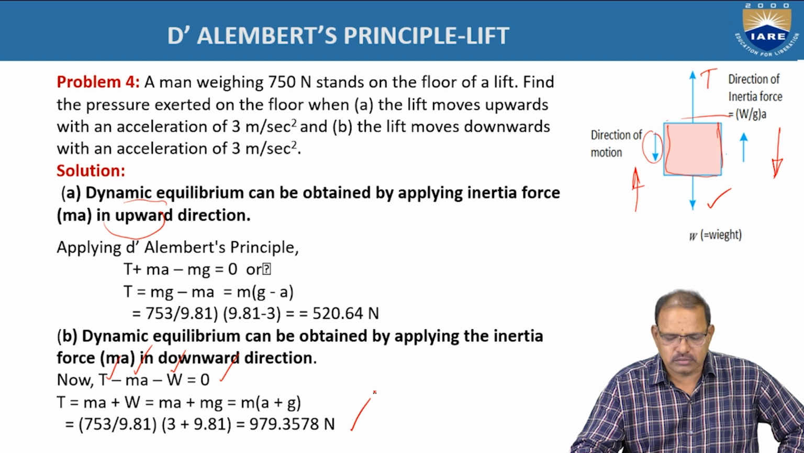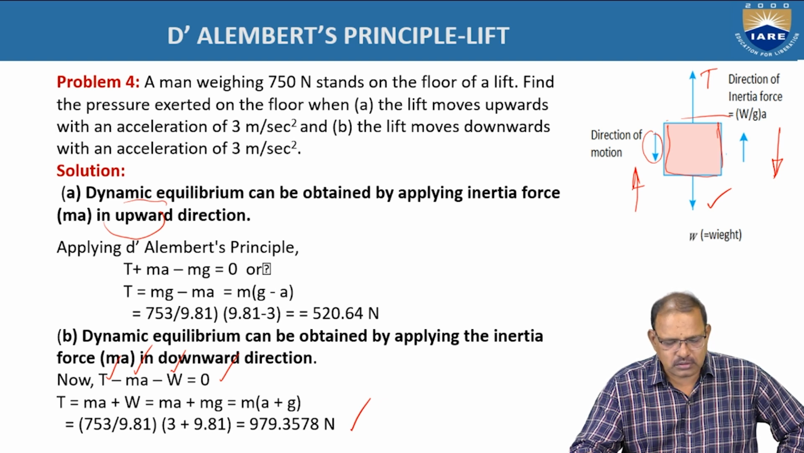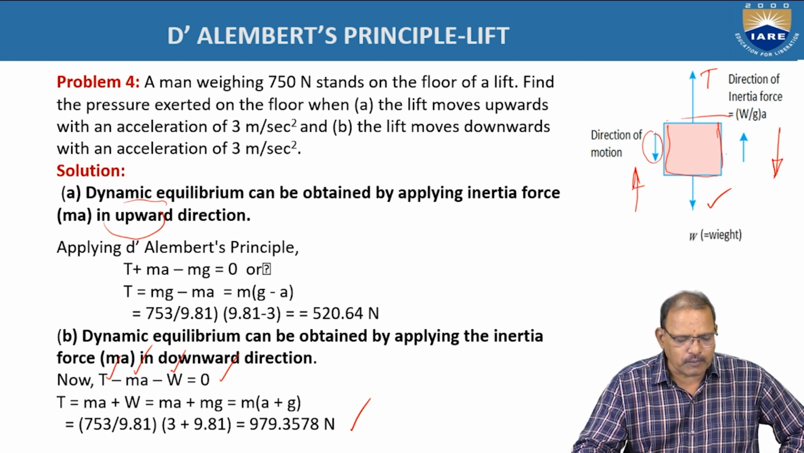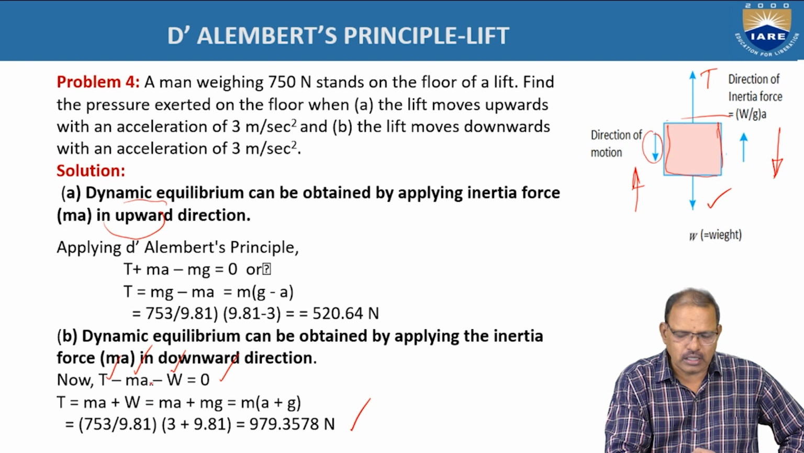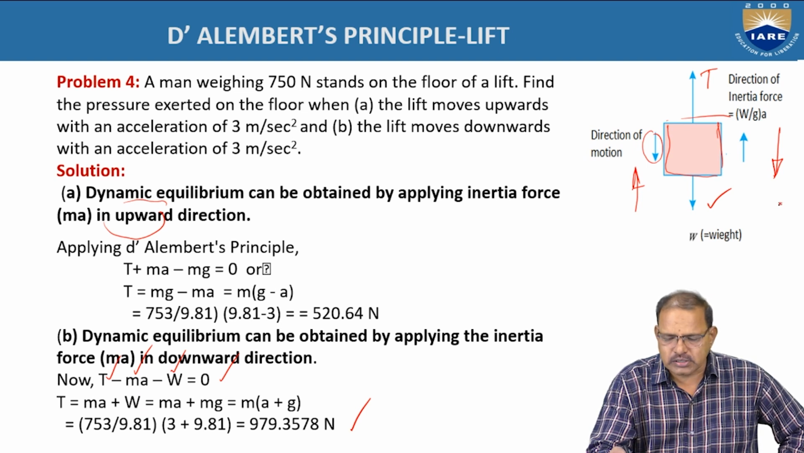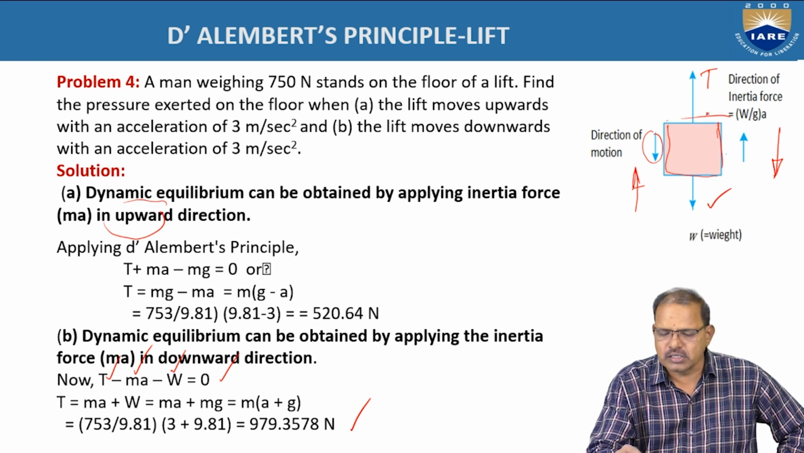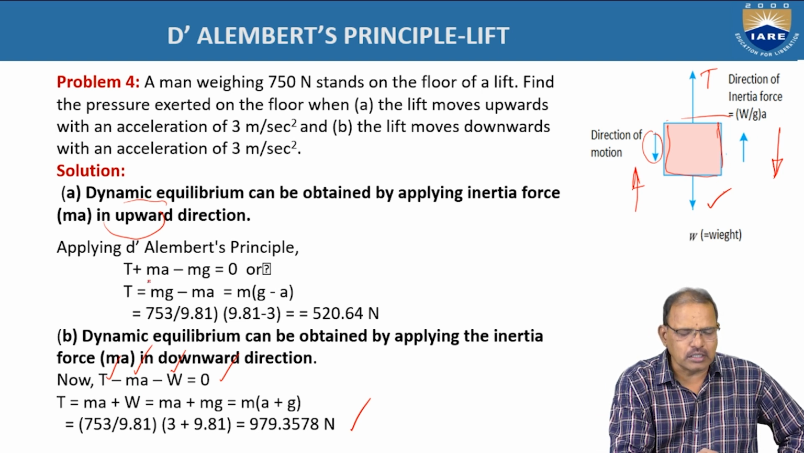Similarly, when the body is moving in downward direction now, we got inertia force acting in upward direction. Tension is also upward, so weight is acting downward, which is T plus MA minus mg is equal to 0.